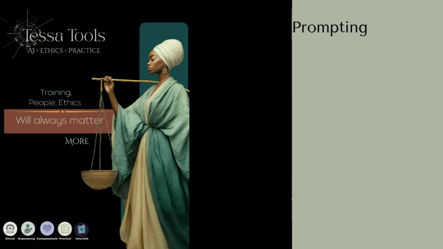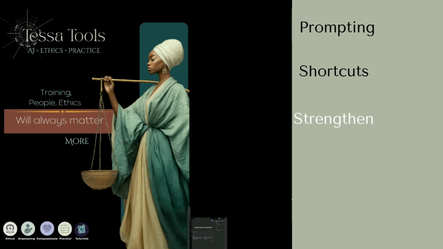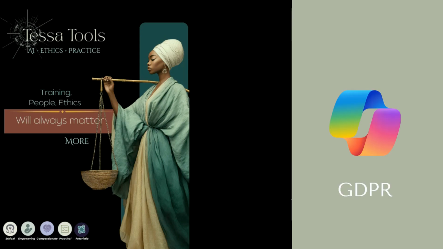By the end, I hope you'll see that prompting isn't about shortcuts. It's about using AI to strengthen your practice and to make sure it works with you, not the other way round. I'll start by working in Microsoft Teams, mainly through Copilot because that's what most people can access at work. Again, please stay mindful of GDPR.